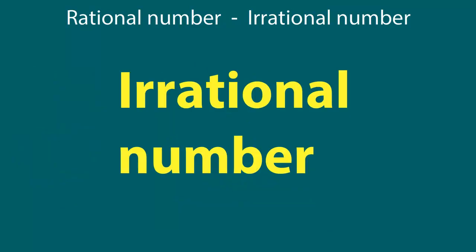So whenever we have a rational number minus an irrational number, or vice versa, an irrational number minus a rational number, we will always get an irrational number.